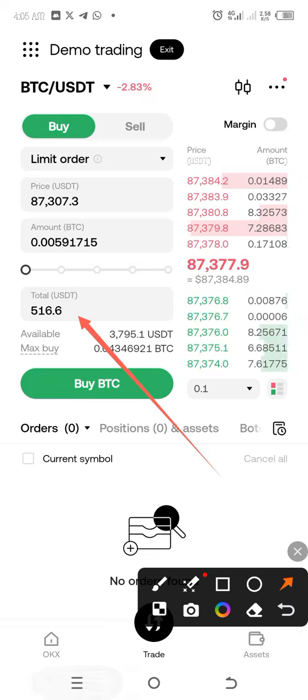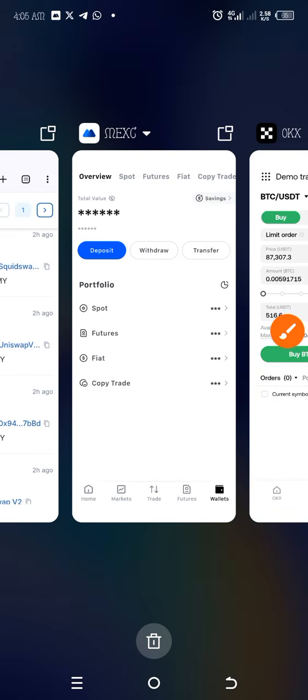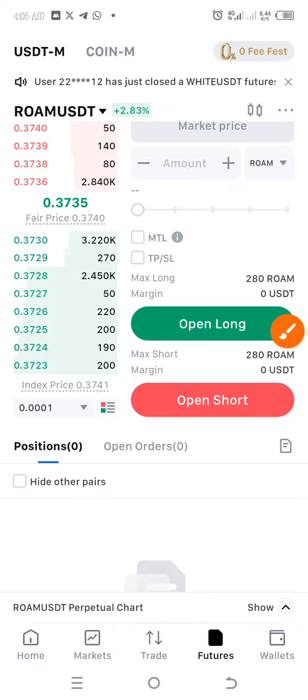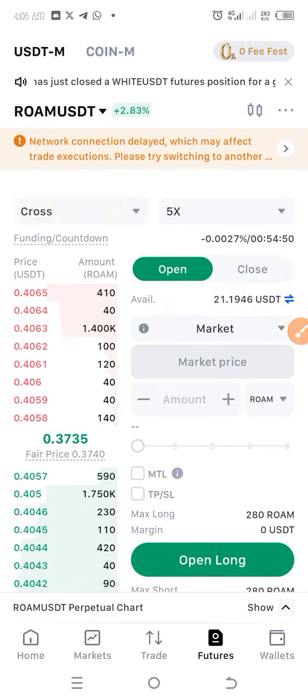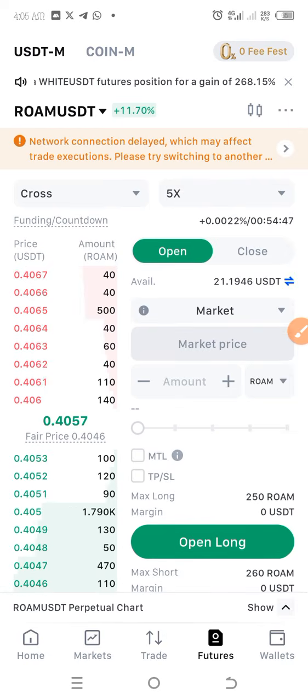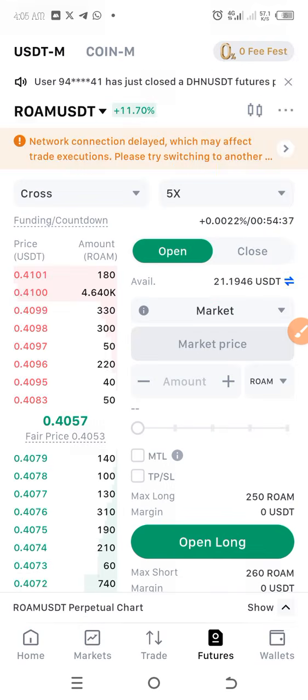Let me take you to MEXC and see what I'm talking about. This room now, I just traded this now. I have milked this already. You see the price has increased. Look here, I already milked this. Look at me buying here and selling. Already I've milked this. So that is how this strategy works.